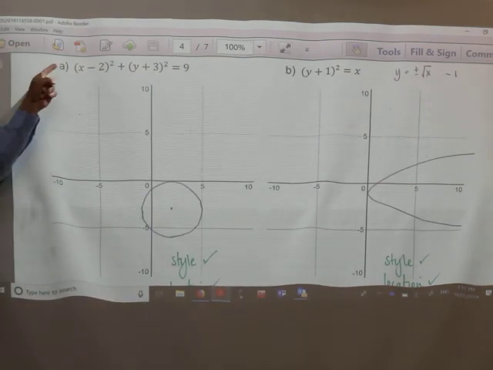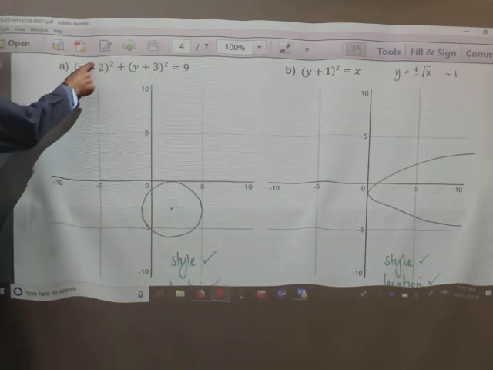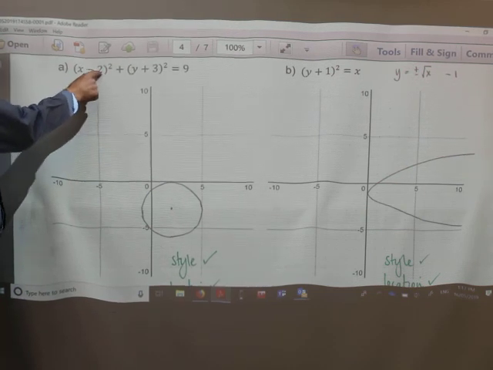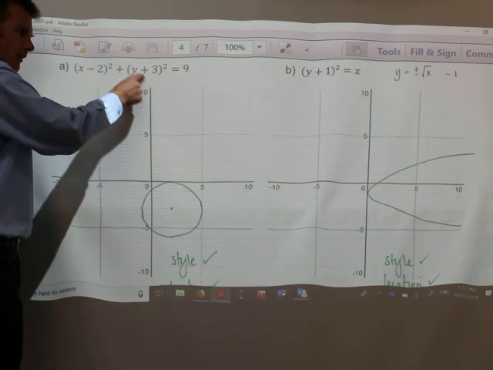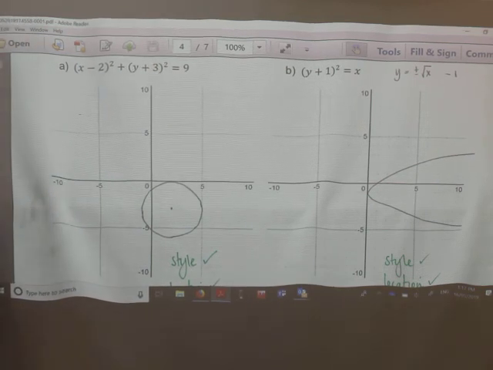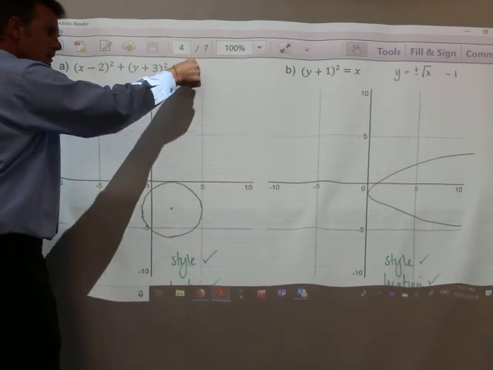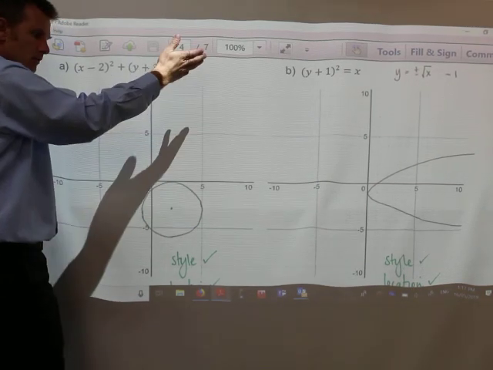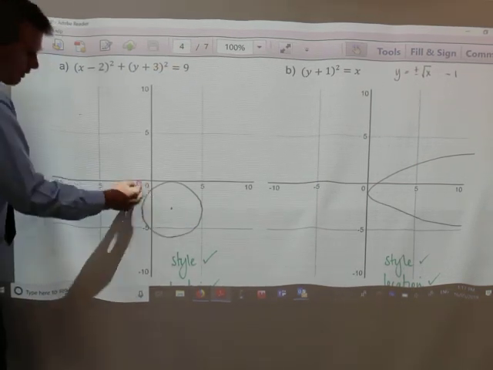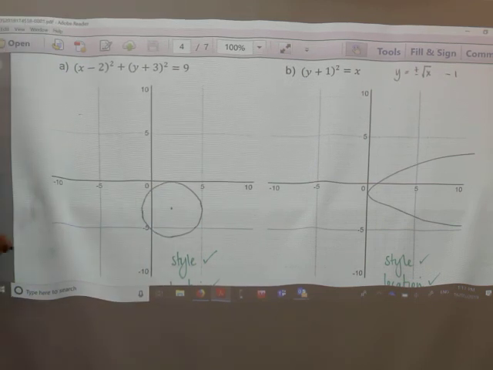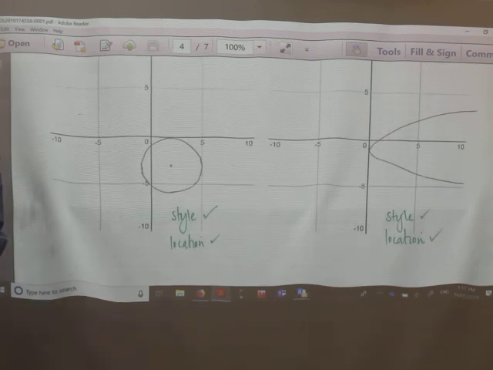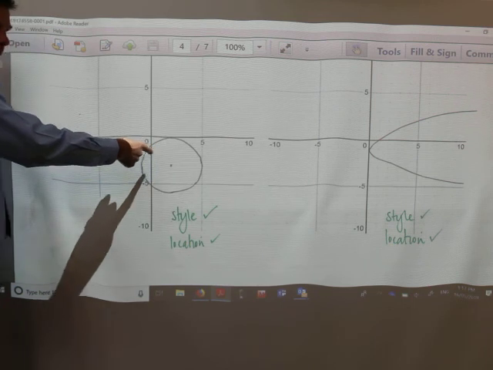This is just a circle, and this is telling me what I'm doing with the x coordinate. I'm moving 2 units to the right. The y coordinate 3 units down, so that's where the centre of my circle is going. And again, remember r squared, so r is 3. So you can see here, I've moved 2 to the right, I've moved 3 down, and the radius is 3. There was 1 mark for the style, so basically recognising that I knew it was going to be a circle, and 1 mark for getting the location of it correct.